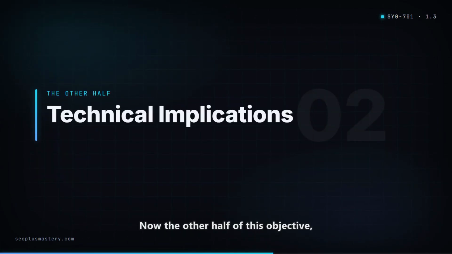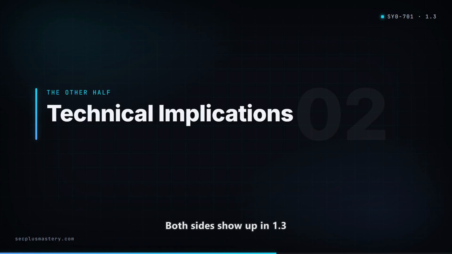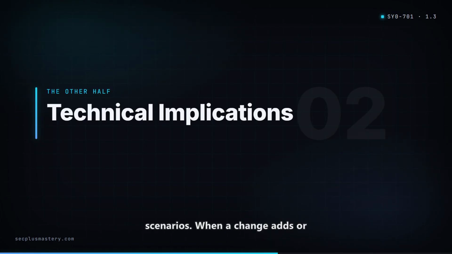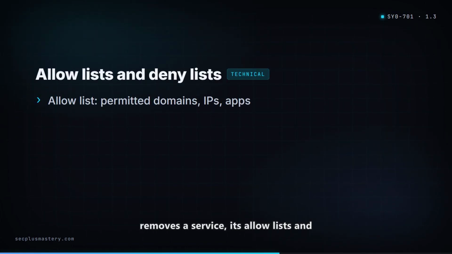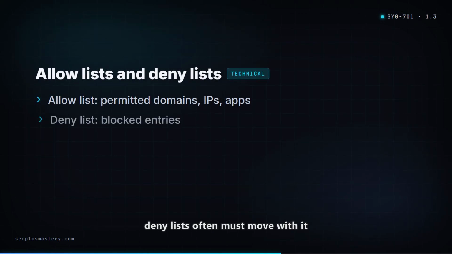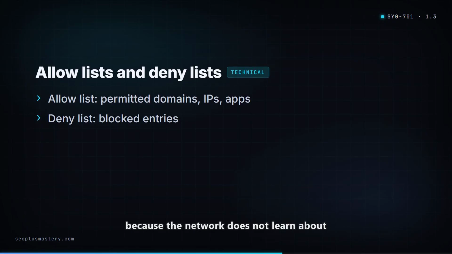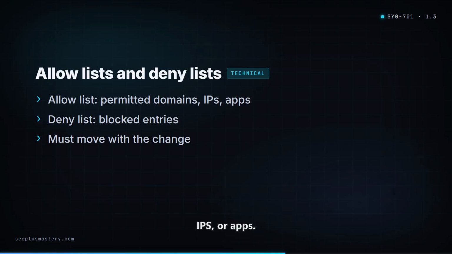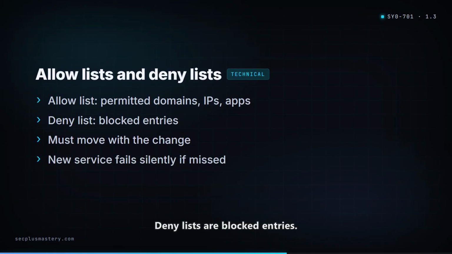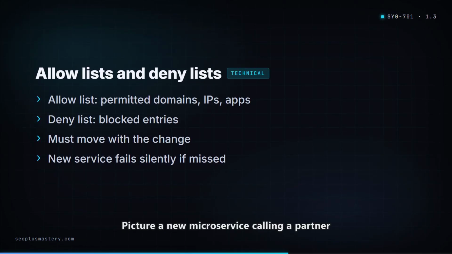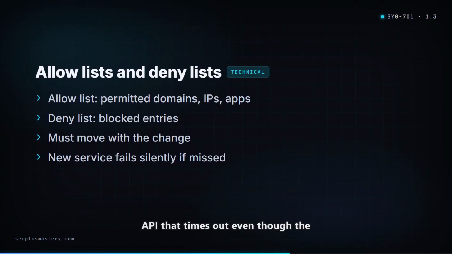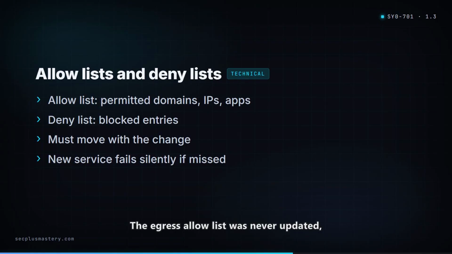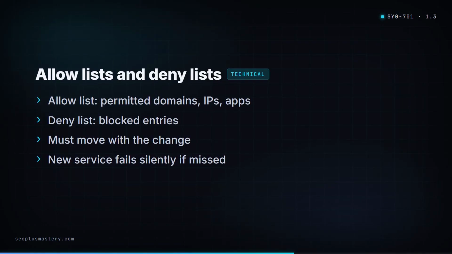Now, the other half of this objective, the technical implications a change introduces. Both sides show up in 1.3 scenarios. When a change adds or removes a service, its allow lists and deny lists often must move with it, because the network does not learn about the new service on its own. Allow lists are permitted domains, IPs, or apps. Deny lists are blocked entries. Picture a new microservice calling a partner API that times out even though the service is healthy. The egress allow list was never updated, so it fails silently.